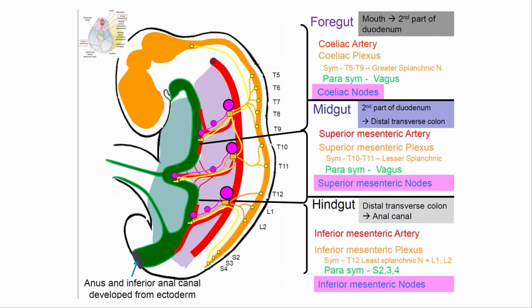The sympathetic plexus is named in that way, but you'll note on this diagram that the parasympathetic supply to the foregut and midgut is from the vagus branches, but the hindgut is a bit too distal, and so it gets its own supply from the parasympathetic sacral roots S2, 3, and 4 in their separate plexus.